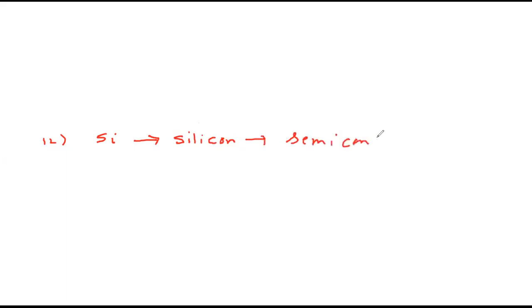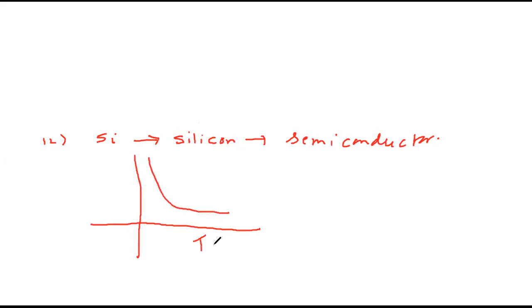Yes, so a semiconductor has a negative temperature coefficient, so its resistance decreases at higher temperature. In the same way, resistivity decreases at higher temperature. So this is the graph. Temperature is increasing, resistivity is decreasing. Draw the graph properly.